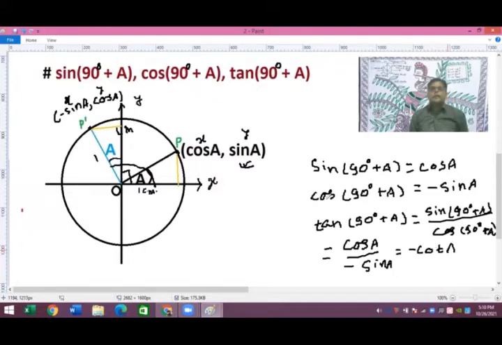Alright, in this way we can find the values of trigonometrical ratios with angle 90 degrees plus A, and also we have to see whether or not this is meaningful. Sine is positive in the second quadrant, so we got it positive, and cos is negative, so we got the value of cos 90 plus A negative, and also tan is negative in the second quadrant, and therefore tan has a negative value in terms of cot A.